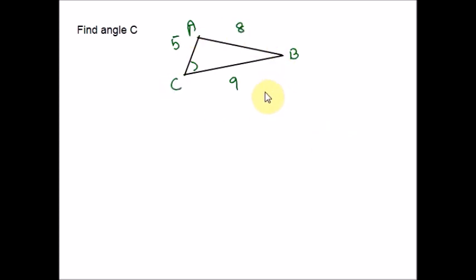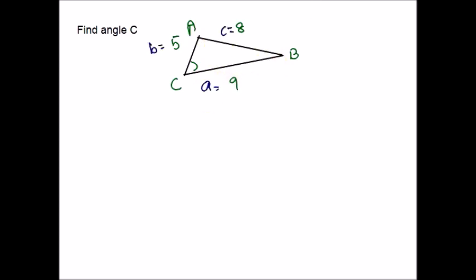The side of length 8 is opposite to angle C. Am I right? So it is the side c. I'm using small letters for mentioning the sides and capital letters for mentioning the angles. 5 is opposite to B, so I'm going to name it small b. 9 is opposite to A, so I'm going to name it small a.